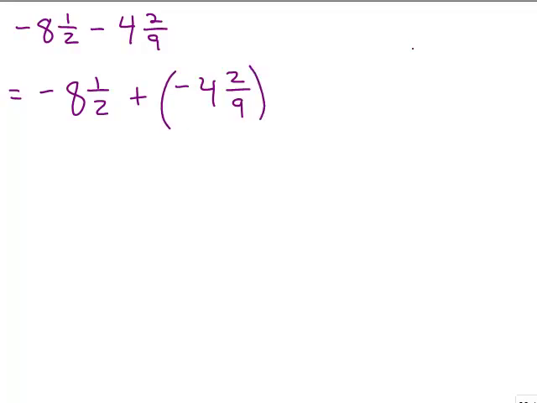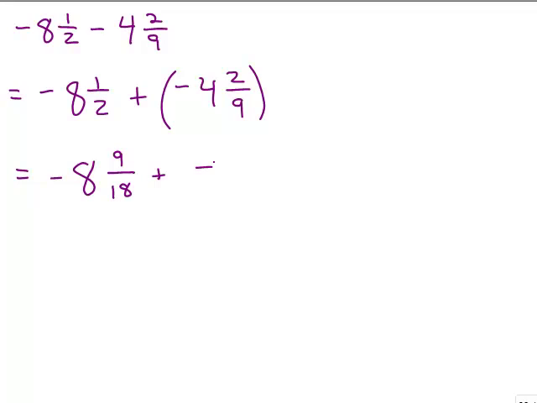And I need to get a common denominator. Between 2 and 9 is going to be 18. So that will be negative 8, and I'm going to have to multiply this numerator by 9 over 9, so that'll be 9/18.